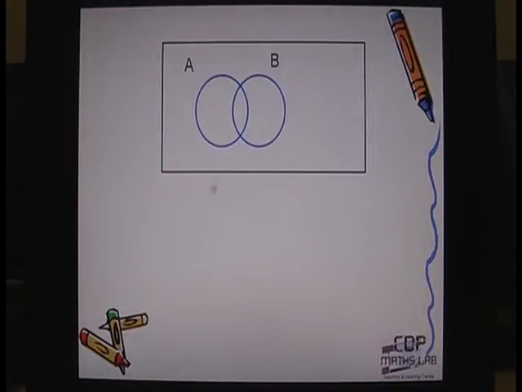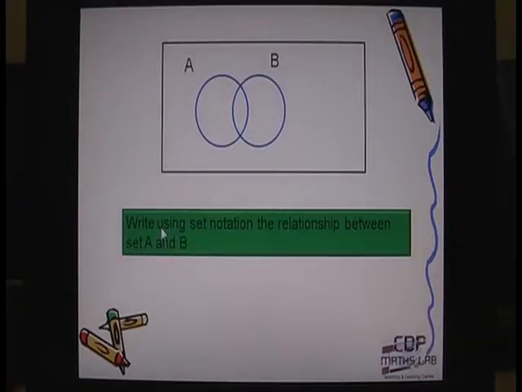What is the answer for this one? Write using set notation the relationship between sets A and B. Pause the video again and write your answer. Did you get this? A intersect B? Yes, you are correct.